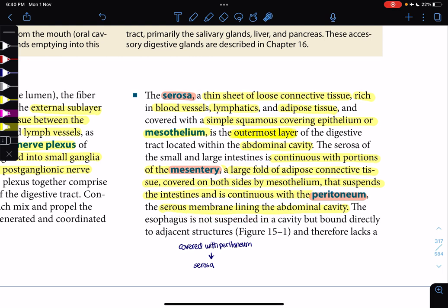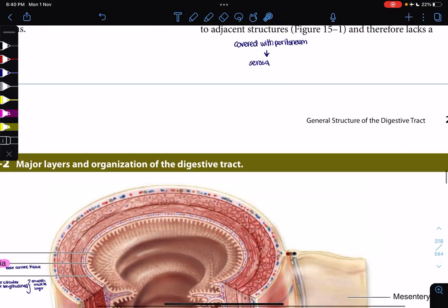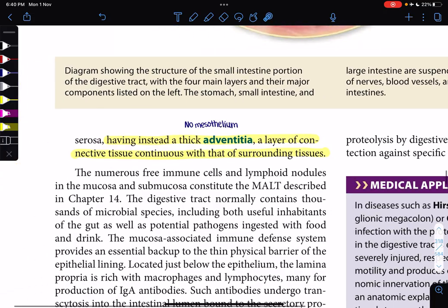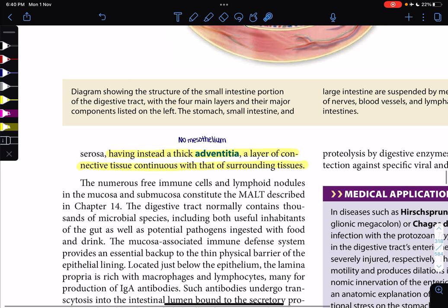Now, the esophagus is not suspended in a cavity. It's bound directly to the adjacent structures. Yeah, it's bound to the stomach, for example. And it therefore lacks a peritoneum and a mesothelium. So it doesn't have a serosa, it has an adventitia, because it doesn't have a mesothelium. So it has a thick adventitia. And the adventitia here is a layer of connective tissue that's continuous with that of the surrounding tissues.